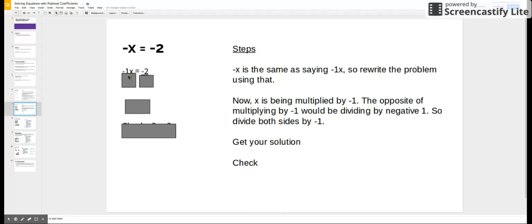What's being done to x? Well, it's being multiplied by negative 1. What's the inverse operation of multiplying by negative 1? Dividing by negative 1. So I'm going to divide both sides by negative 1. Negative 1 divided by negative 1 is equal to just 1, right? So that would be 1x is equal to negative 2 divided by negative 1, which gets me positive 2. And then you would just check your work, substitute 2 back into here, and you end up getting negative 2 is equal to negative 2.